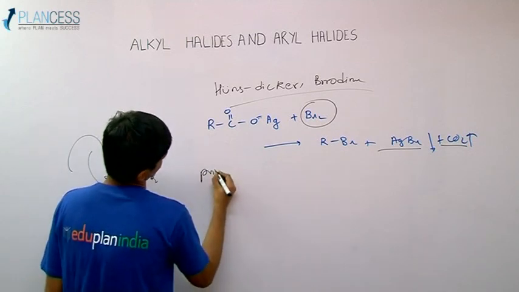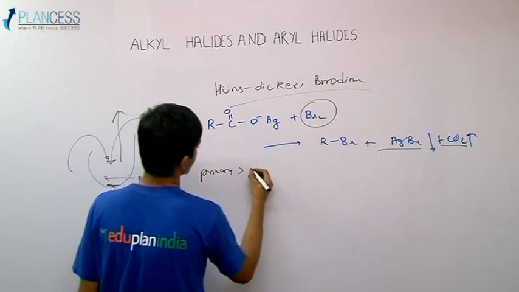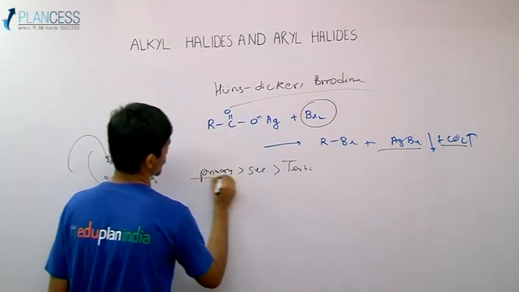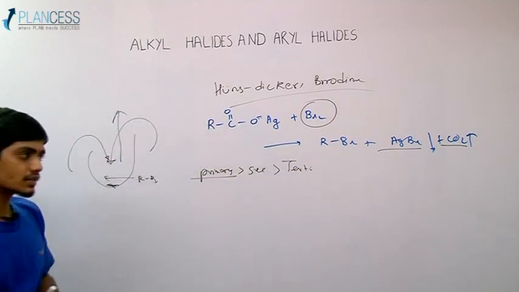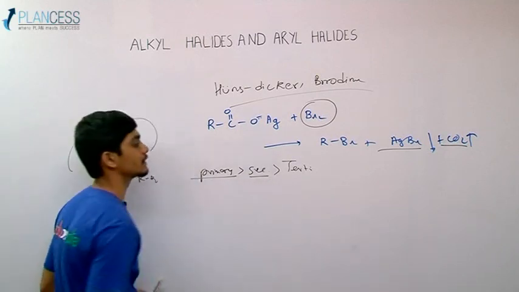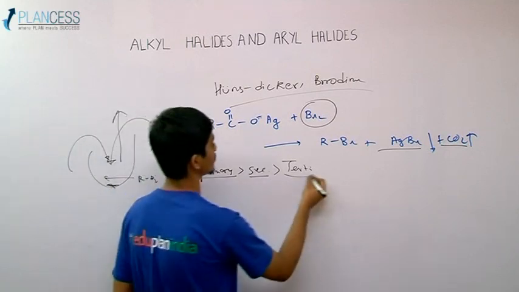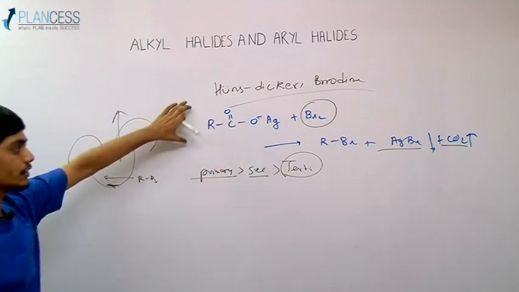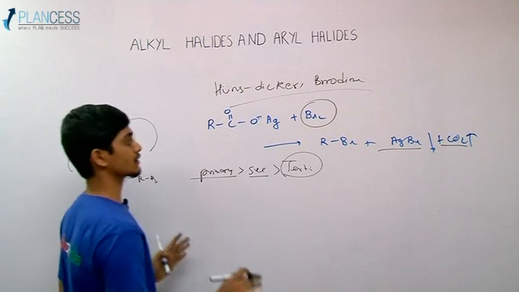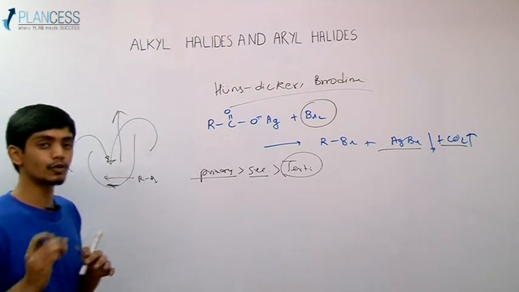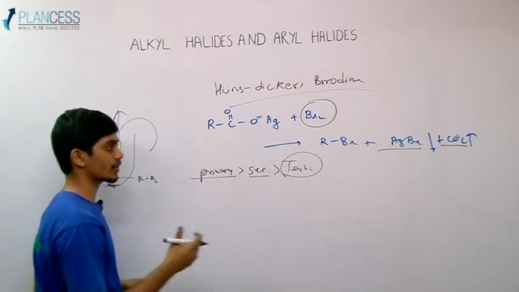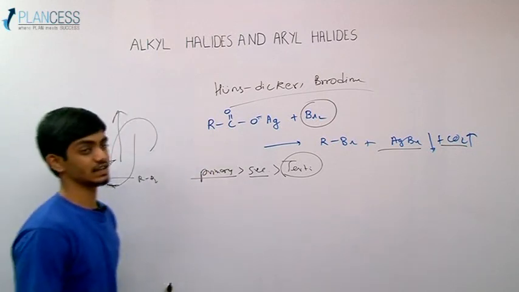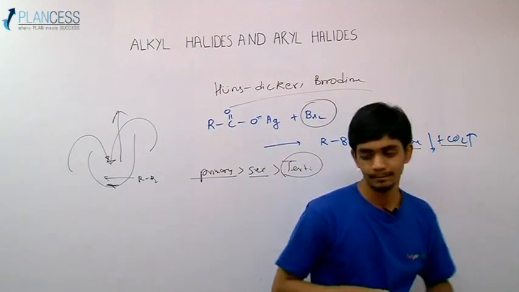Now the reactivity of the alkyl group follows this order. That is, if you want a primary halide, this is a very good reaction. If you want a secondary halide, this is not such a good reaction. And if you want a tertiary halide, this is the worst reaction. So for tertiary halides, please don't go for this kind of reaction. For primary halides, and for bromo primary alkanes, this is the best reaction because it is designed specifically for bromo compounds.